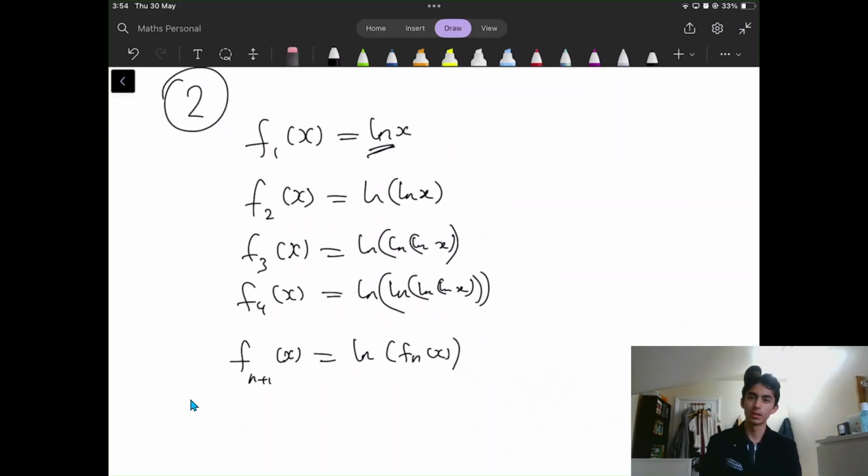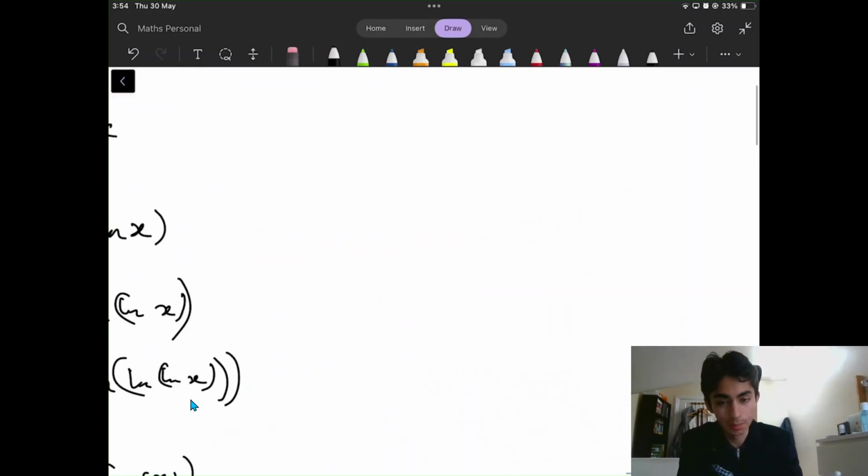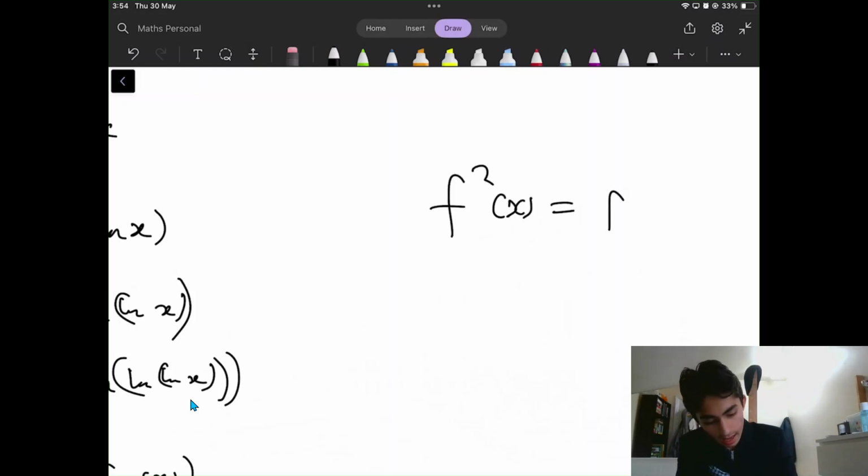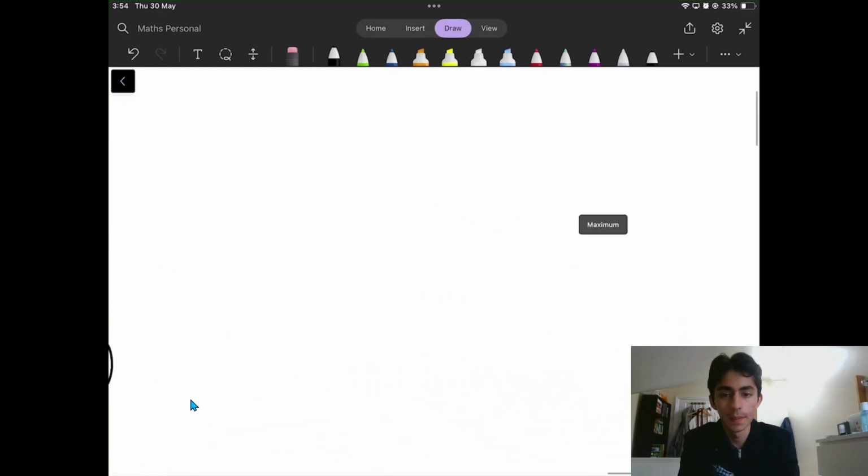Is there a general way to write this? Well, have you ever seen this notation before? It really bugs me out, but I think it's correct. So basically, f to the 2 of x is the same as f of x, right?